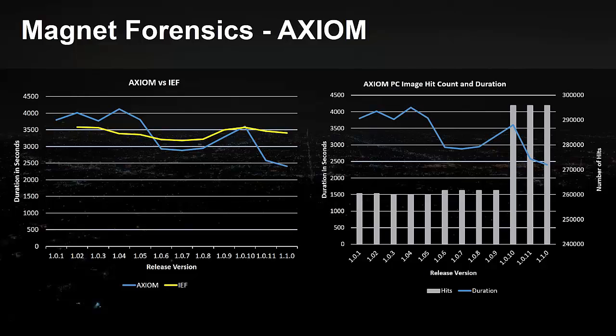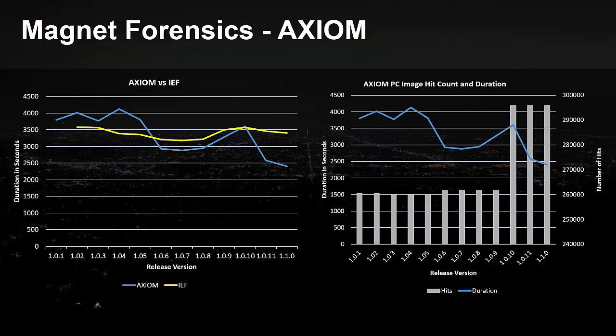This is a large computer image from SANS that we run, and we've charted the speed at which AXIOM and IEF process that image over the year. The blue line is AXIOM. You can see over the course of the year it drops, and then it comes up, and then it drops again. The reason it comes back up is we are adding more artifact support, and you can see increases of hit count, which is the gray bars on the graph to the right. But we didn't accept that. We were finding more hits, but it was a little bit slower, so we got some further enhancements into the product.